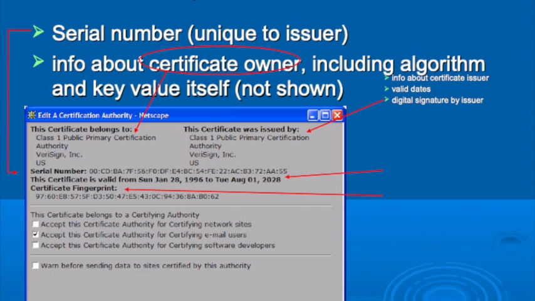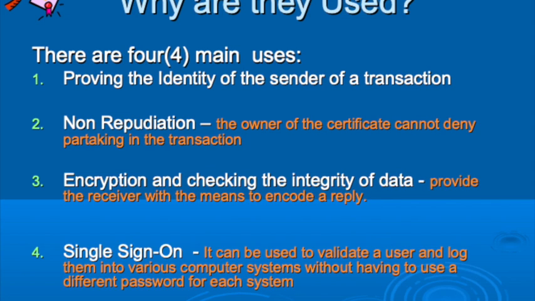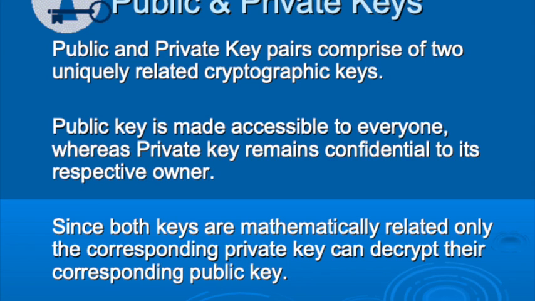Example of a certificate. As you can see in the PPT, serial number, unique to issuer, information about the certificate owner, including algorithm and key value itself. And below that, there are serial numbers, except this certificate authority for certifying network sites. Providing the identity of the sender of a transaction. Non-repudiation: the owner of the certificate cannot deny partaking in the transaction. Public and private key pairs comprise two uniquely related cryptographic keys. As the name suggests, the public key is accessible to everyone, whereas the private key remains confidential to its respective owner.